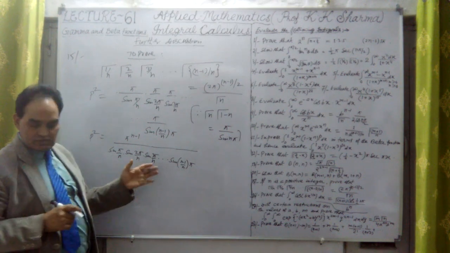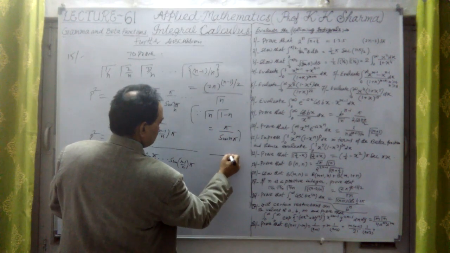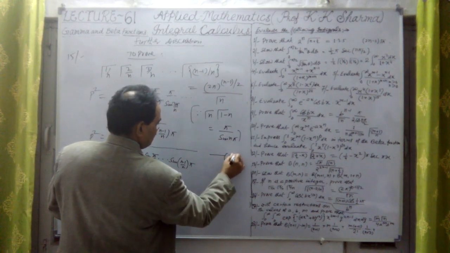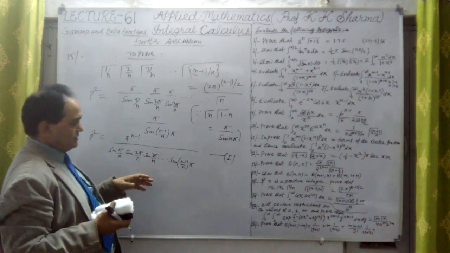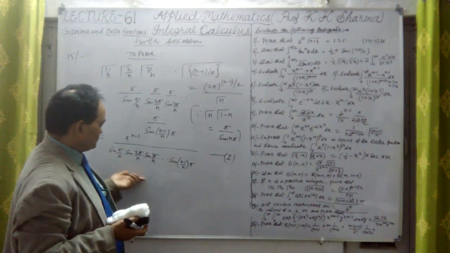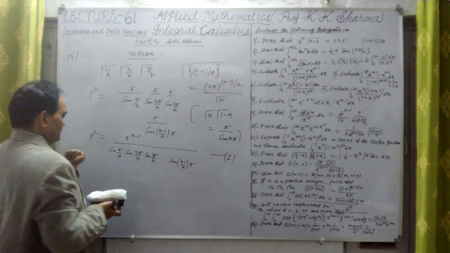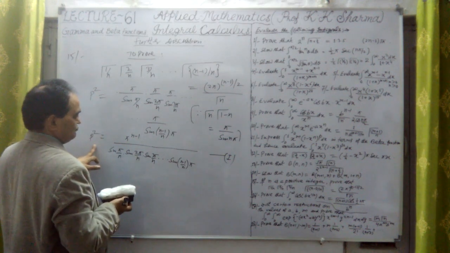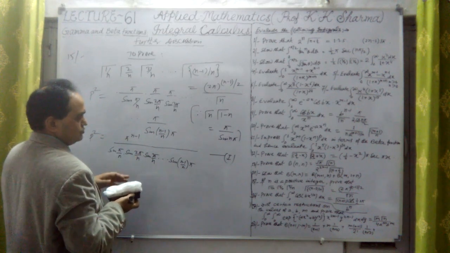Finally, let me call this equation number 1, a very important equation. p square is equal to this value. Now we have to calculate this value, so p square equals pi to the power n minus 1 divided by this whole product, and that will be obtained.